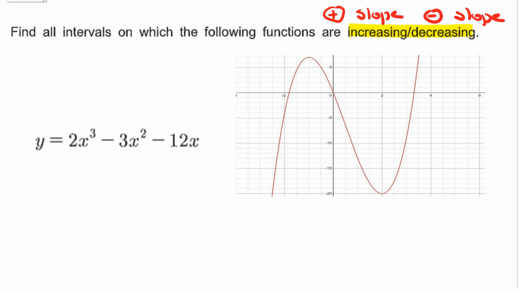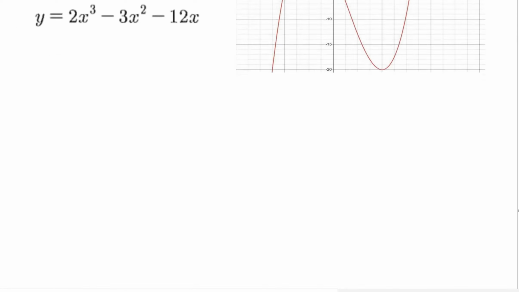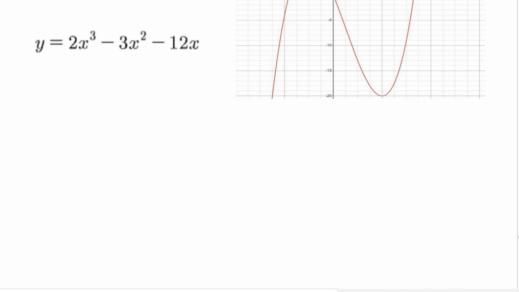And if I want to find where the intervals are increasing or decreasing, I can do this algebraically by taking the derivative here. So that's going to be my very first step. So I will start off by writing y prime. So y prime equals, and if I start multiplying this out using the power rule, 2 times 3 is going to be 6, and that'll be 6x squared minus, and then 2 times 3 will be 6 again, so this will be 6x. And then the derivative of negative 12x is going to be negative 12.